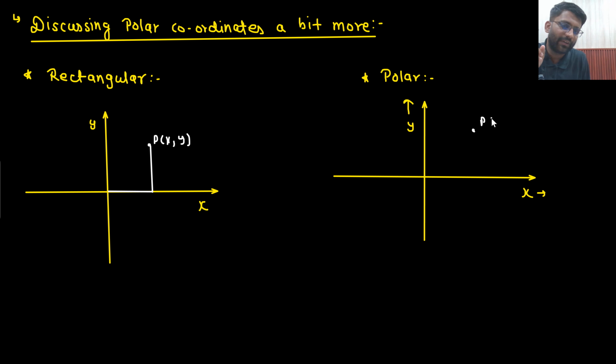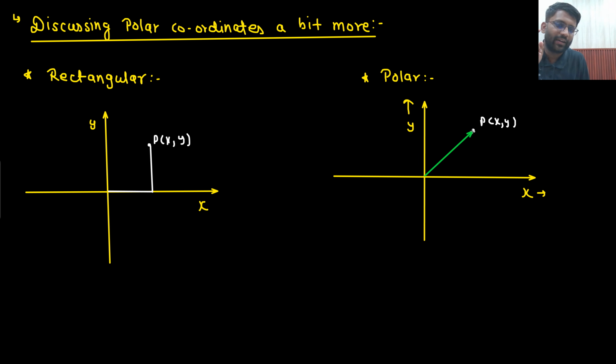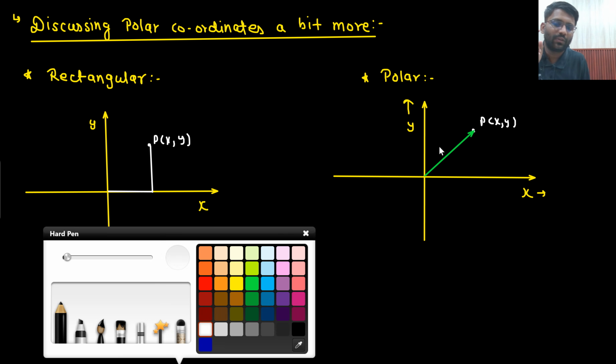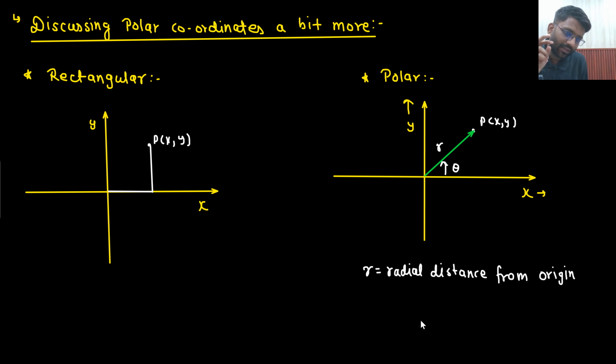And in the polar coordinate system, if I need to reach the point (x, y), how will I go? I will directly go a radial distance of r, making an angle of theta with the positive x-axis in the anti-clockwise direction. So r is the radial distance from the origin. And what is theta? Sir, theta is nothing but the angle made with the positive x-axis.